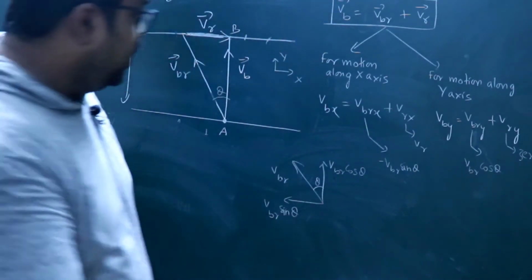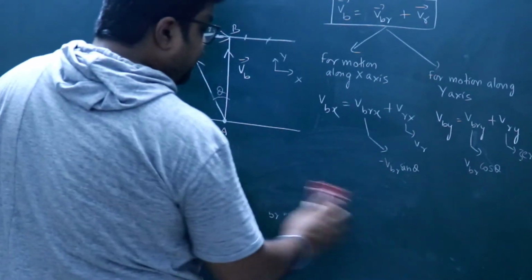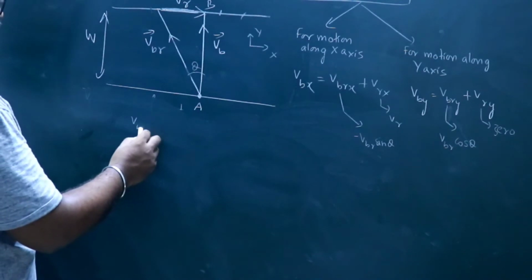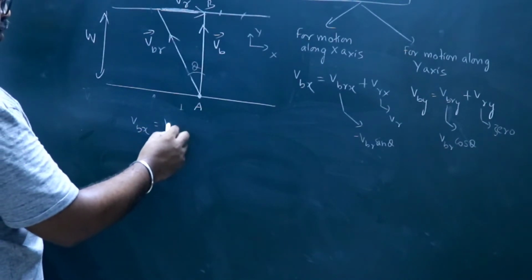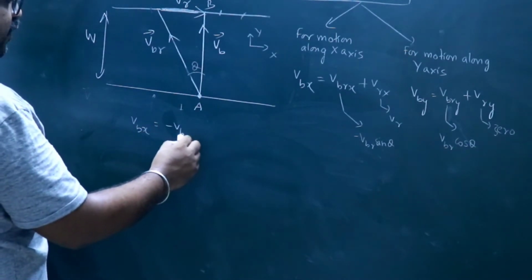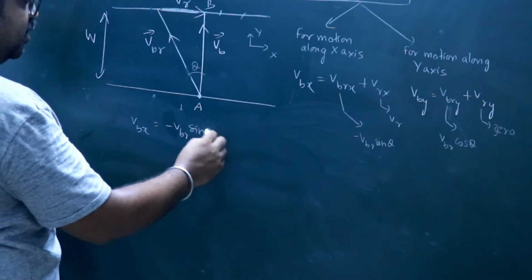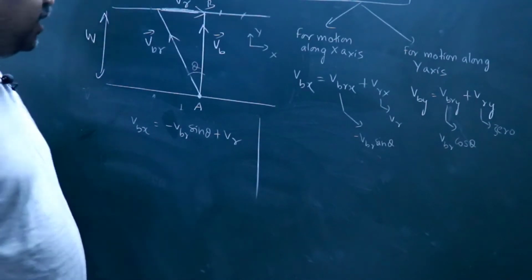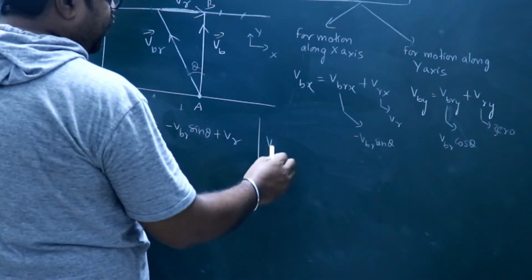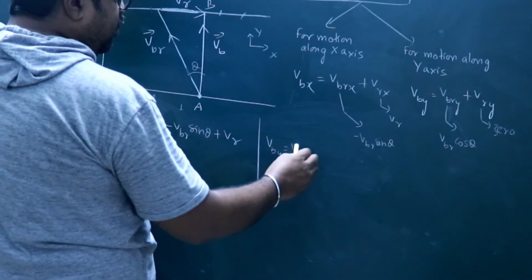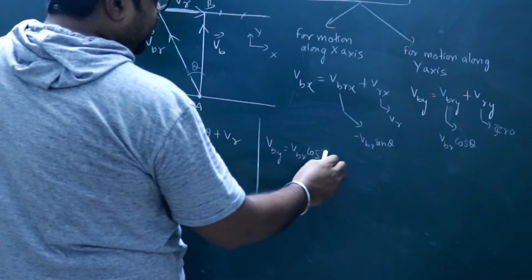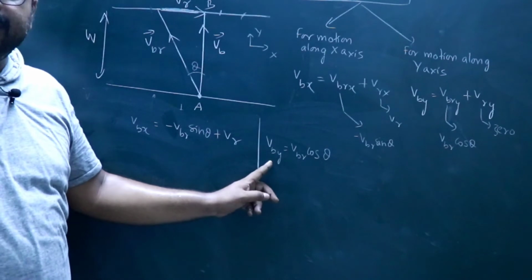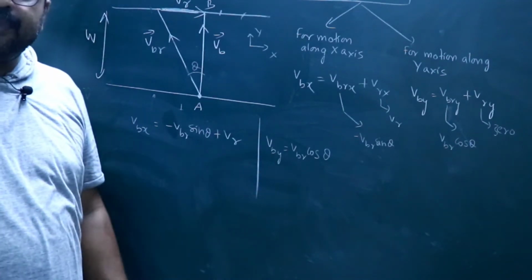Now let us make these replacements. So we have vbx equal to minus vbr sin theta plus vr. These are the x components. And along the y-axis, vby is equal to vbr cos theta. So this is the velocity of the boat along the y-axis, and this is the velocity of the boat along the x-axis.